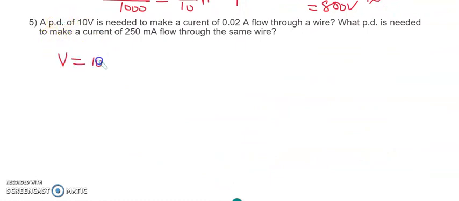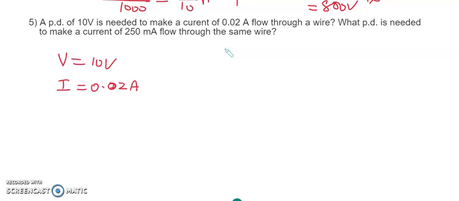So a potential difference of 10 volt is needed to make a current of 0.02 ampere flow through the wire. What is the PD needed if we want a current of 250 milliampere to flow through the same wire? So there are two things we need to find here. First is the resistance of the circuit. And then when you change the current, what is the amount of voltage?